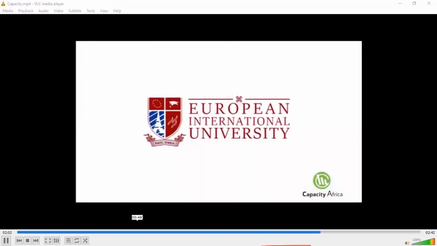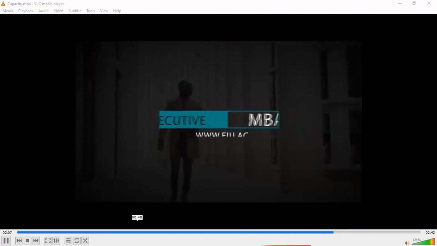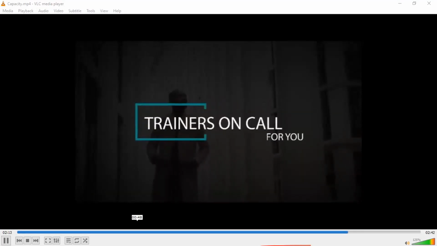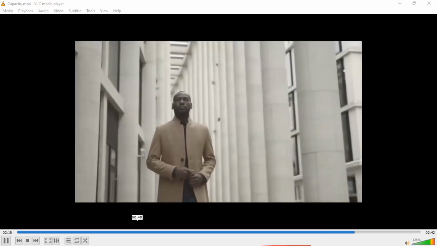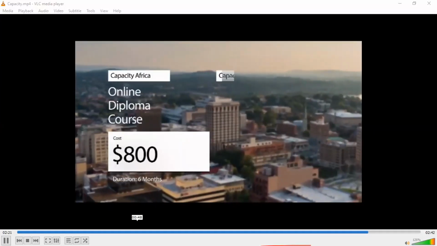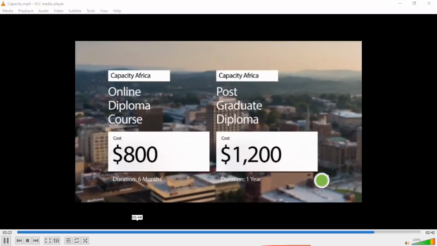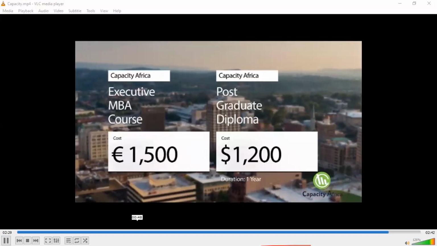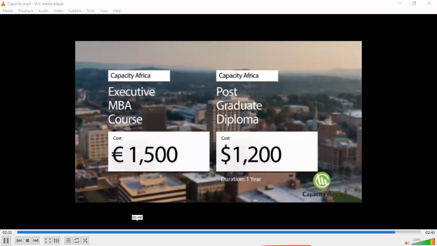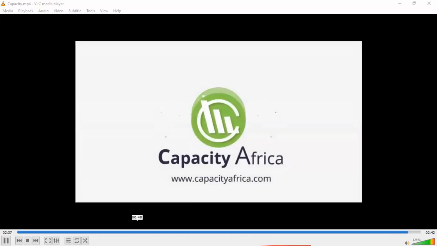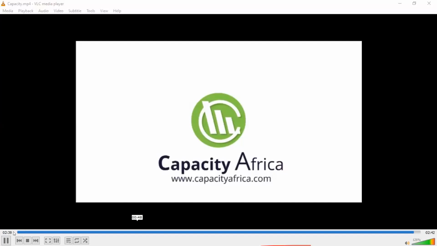We have also partnered with the European International University to offer an executive MBA. Once you register, you will have access to our team of experienced trainers and specialist consultants who will guide you on your course whenever you need them. The cost for diploma courses is $800, while postgraduate courses cost $1,200. The cost of a one-year MBA course is €1,500. Visit www.capacityafrica.com for more information.